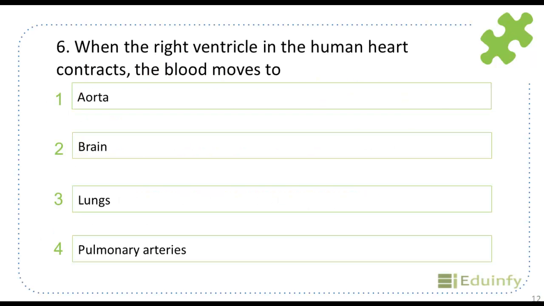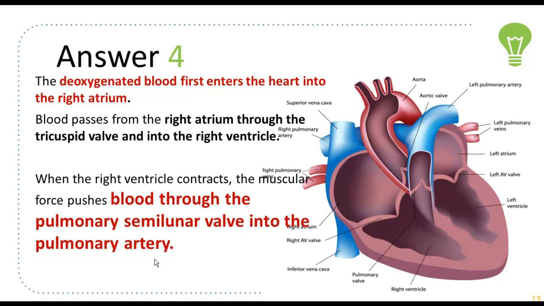Next question, when the right ventricle in the human heart contracts, the blood moves to aorta, brain, lungs, or pulmonary artery. Here blood moves from the right ventricle and moves out from the heart. So that will be the artery, the pulmonary artery. From the right ventricle it moves by pulmonary artery. So fourth one is the answer. You can see here the diagram also. So in this case, when the right ventricle contracts, the muscular force pushes the blood into the pulmonary arteries. So answer is pulmonary artery.